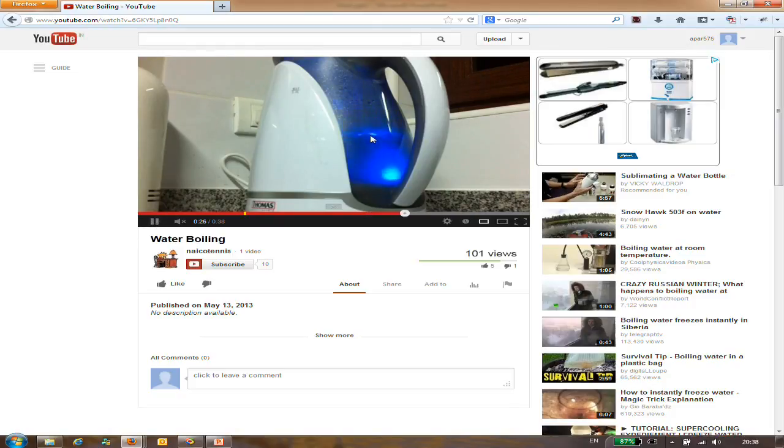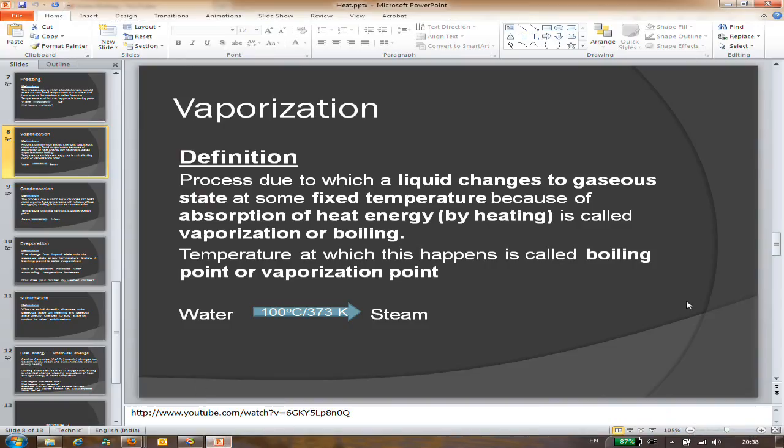And you can even see that effervescence or bubbling on the surface of the water, right? Very clearly seen here. All those bubbles are full of steam, which is water vapor. So we are actually seeing boiling going on. And that is vaporization. Let us get into the definition of vaporization.